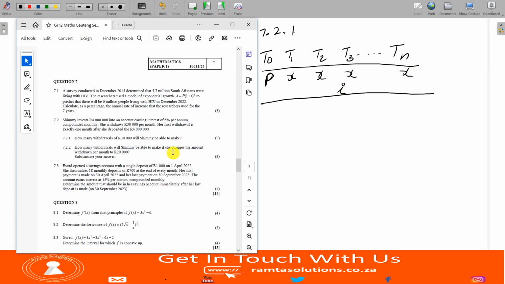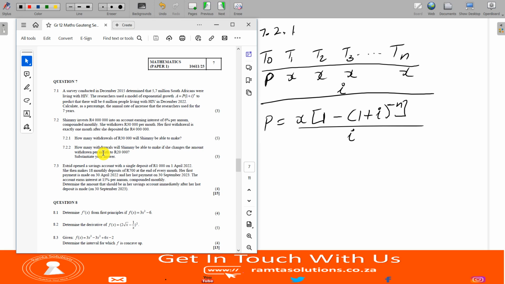Now, to answer this question, this is your normal loan situation. So you will use your present value annuity formula as it is. And guys, I want you to pay attention here. They say how many withdrawals of 30,000 will Shimi be able to make? The withdrawals of 30,000 that she will be able to make. All right, so let's proceed.